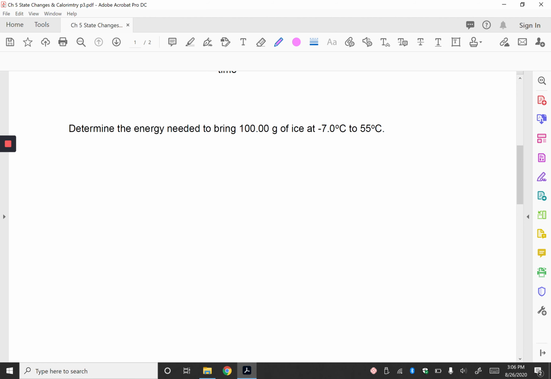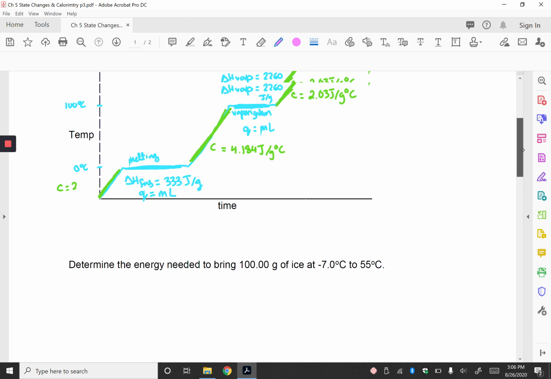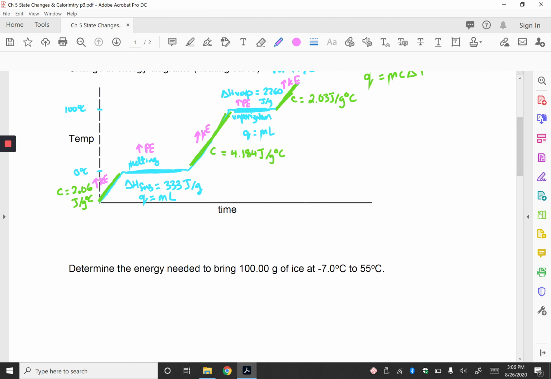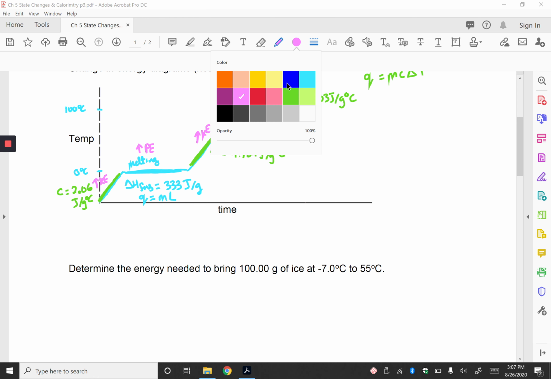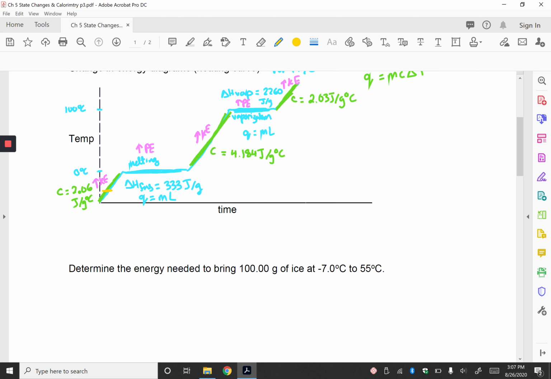This is just 3. So whenever you're given a heat calculation where you are changing phases, the key is to write out what steps you are using. So we are starting at -7 Celsius, so we are somewhere here, and I'm going to mark it here at -7. I'm going to go all the way to 55 Celsius, so somewhere right here. So I have 3 steps. This is my first step, this is my second step, and this is my third step.